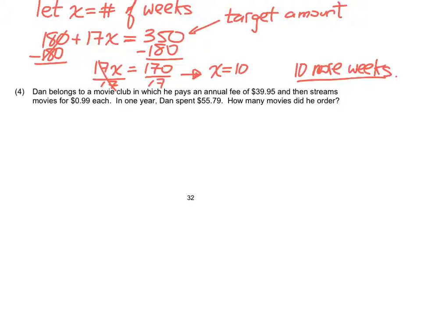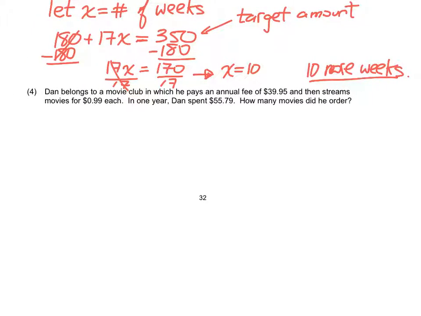So, in 1 year, Dan spent $55.79. I mean, like, I don't even know, is that even Redbox? I don't even know if that works that way. How many movies did he stream? All right.